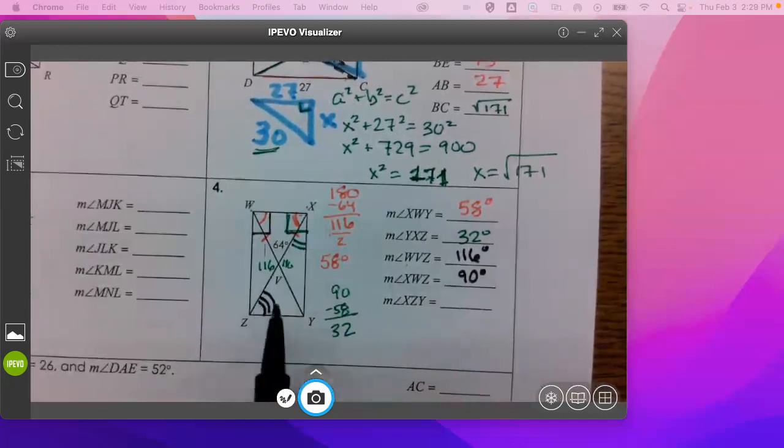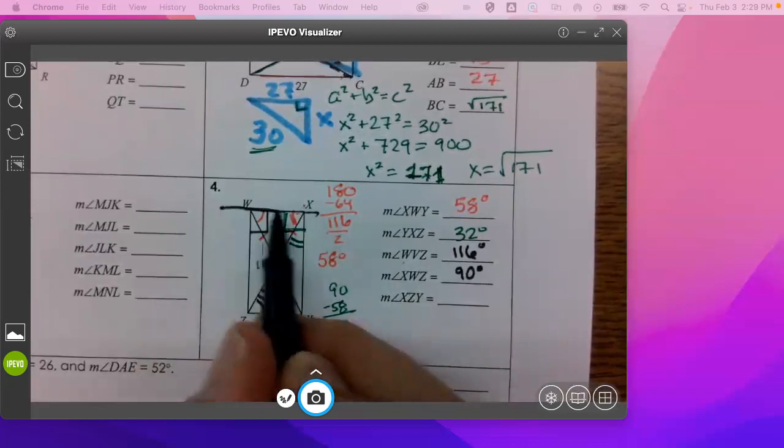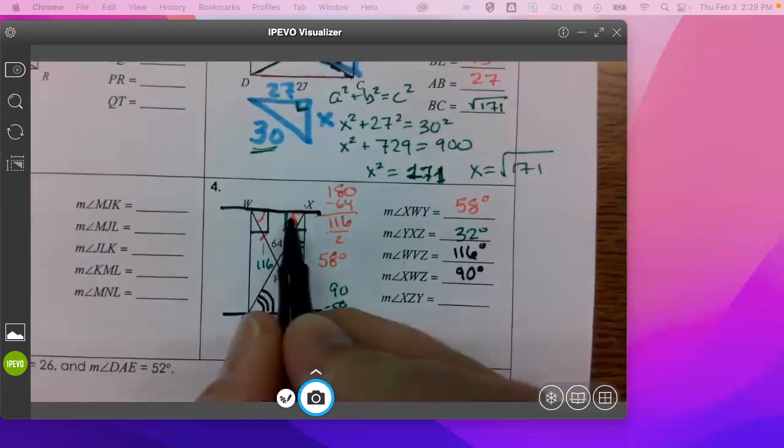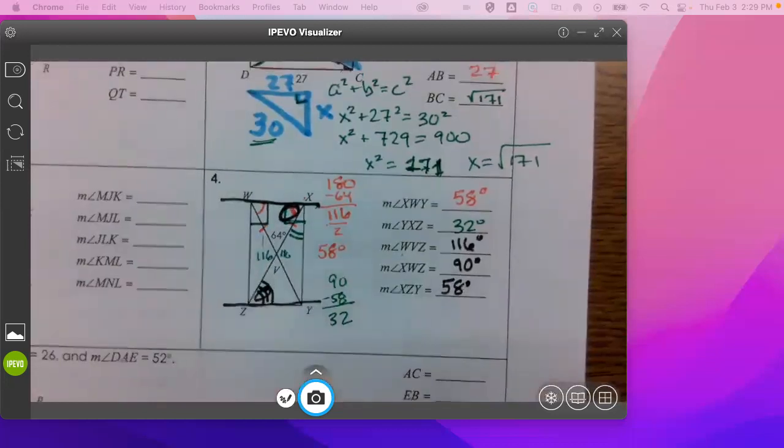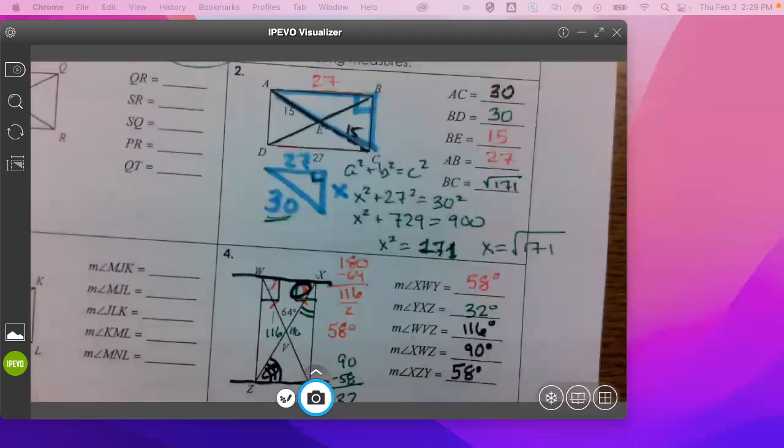Okay, you could do that again, or you could recognize that because it's a parallelogram, it's an alternate interior angle with this 58 up here, isn't it? That's back. All right, so I'm going to leave you to the rest of this particular page.